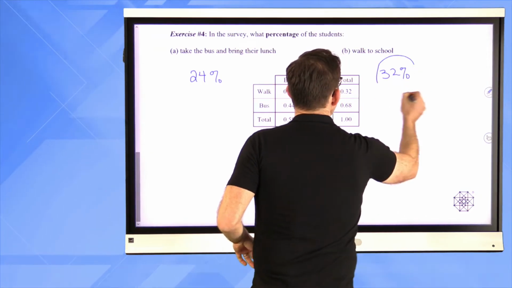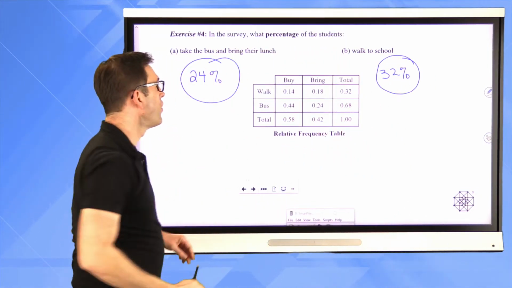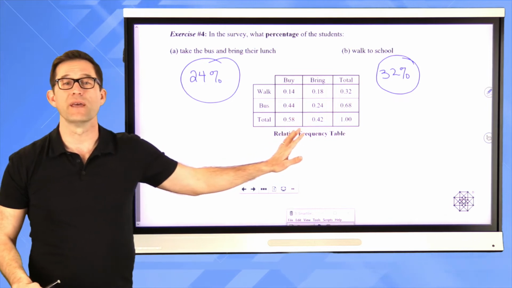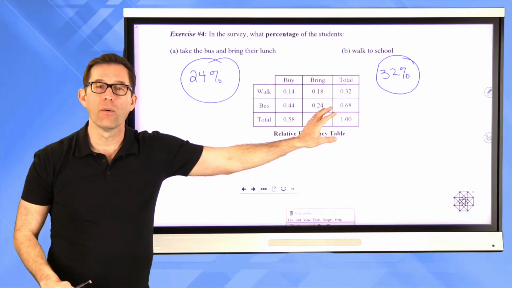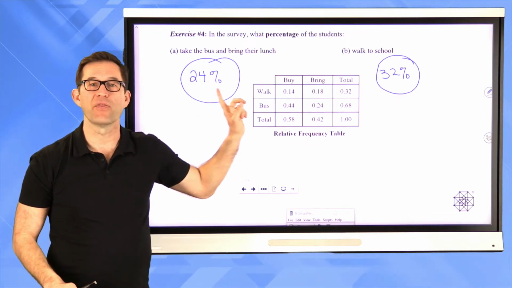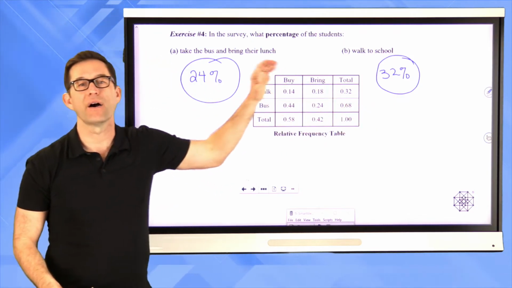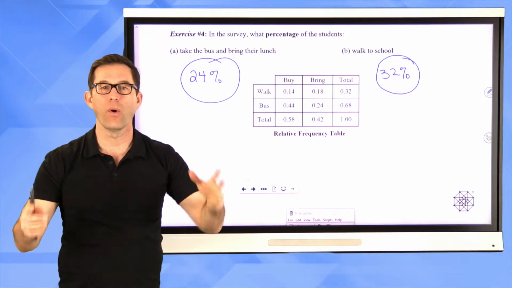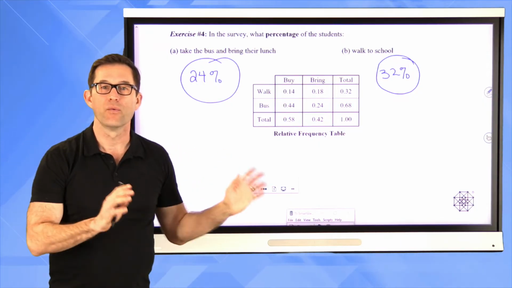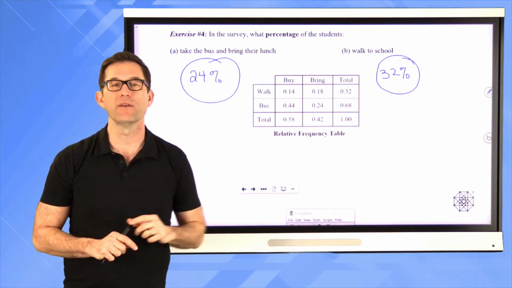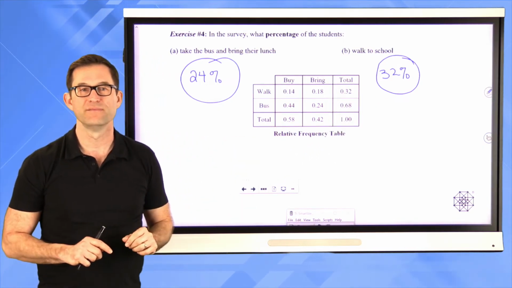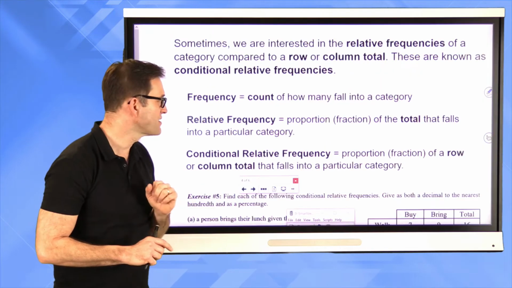So even though we typically fill relative frequency tables in with decimals, the way that we almost always interpret them is by thinking about percents. 24% of the students, about 1/4 of the students, rode the bus and brought their lunch. 32% in total walked. Okay, let's keep going.